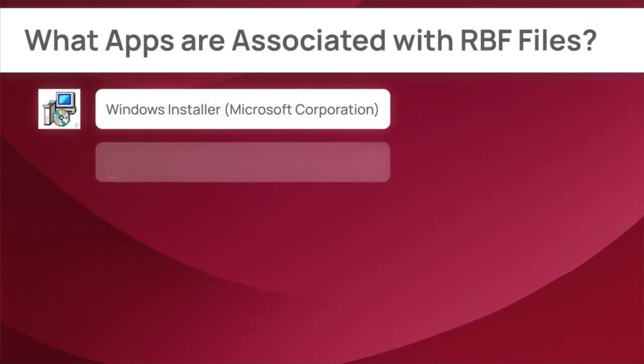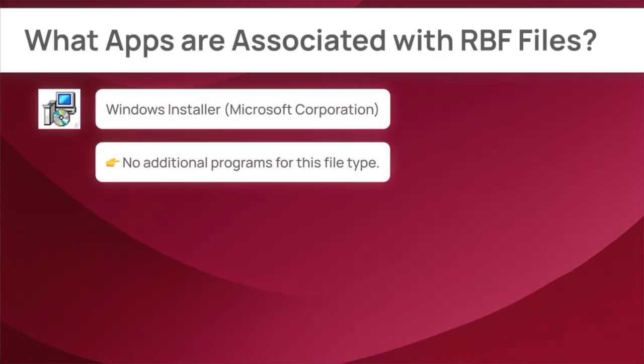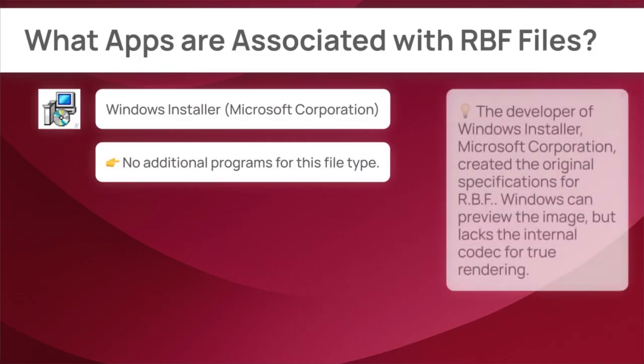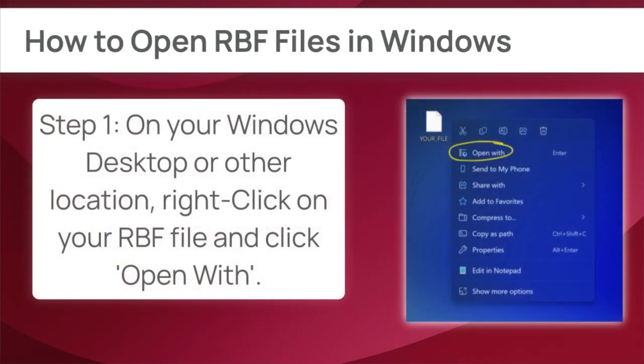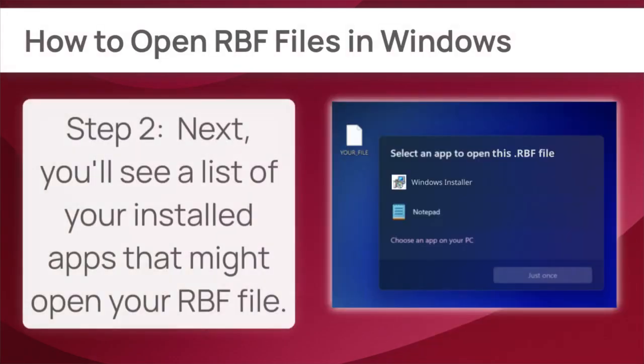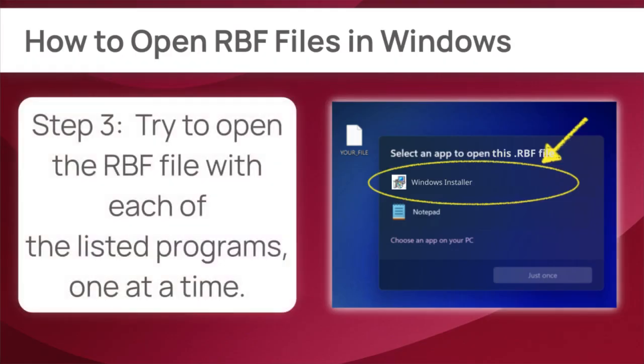An essential utility for interacting with RBF is recognized as Windows Installer by Microsoft Corporation. The file's visual data is accessible but requires specialized software for metadata reading. Windows offers no meaningful preview, so backup contents must be extracted using specialized tools. Time to see which installed program links the file. Right-click the RBF file and select Open with Windows Installer if you see it. If it is missing, select any other program and keep checking until the file opens.